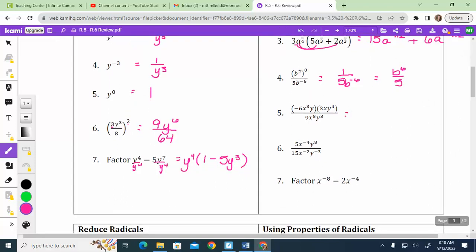Right. Next one, if we multiply, -6 times 3 is -18, x to the 3rd times x to the 1st, so that'd be x to the 4th. y to the 1st times y to the 4th would be y to the 5th. Okay, -18 divided by 9 is -2. Will the x's end on top or bottom? Okay, so 8 minus 4 is 4. We have more y's on top. 5 minus 3 is 2. So -2y squared over x to the 4th.